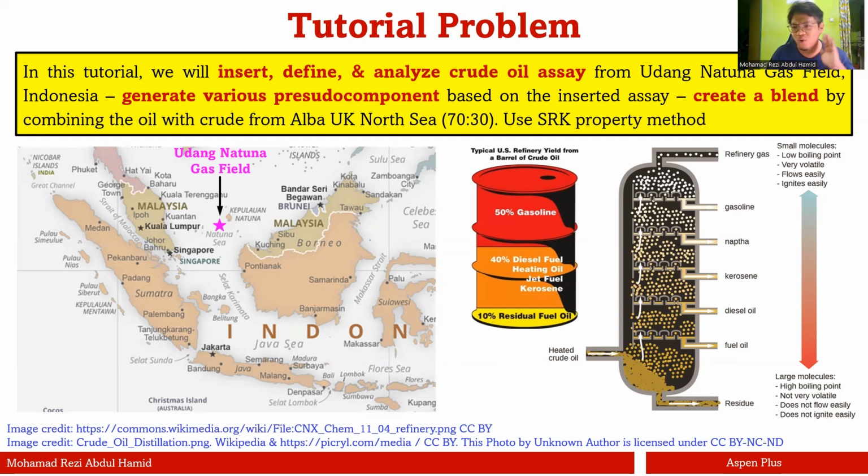To those who would like to know where Udang Natuna gas field is located, if you see the image on your left, the star symbol here represents the location of Udang Natuna gas field. And as you see, it is closer to Peninsula Malaysia rather than to Sumatra, for example. But whatever, I think I have covered all. So yeah, let's go to our Aspen Plus software.